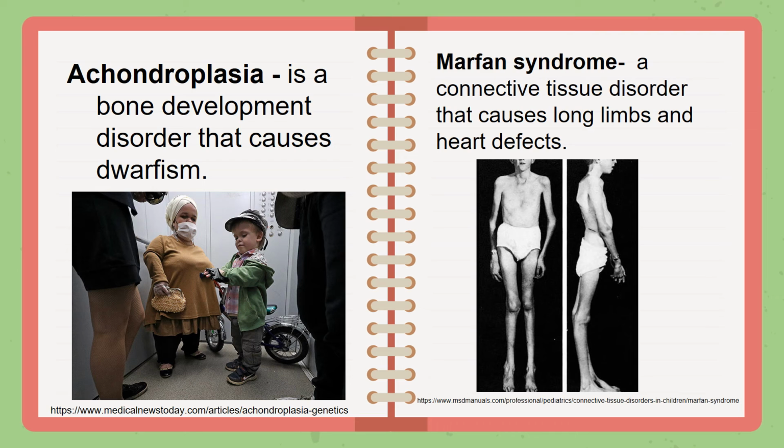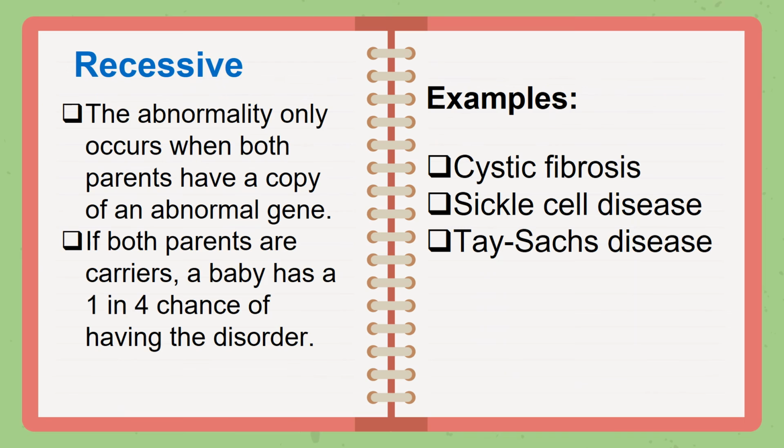Achondroplasia is a bone development disorder that causes dwarfism, and Marfan syndrome is a connective tissue disorder that causes long limbs and heart defects. The gene defects can also be recessive. For the recessive, the abnormality only occurs when both parents have a copy of an abnormal gene. If both parents are carriers, a baby has a 1 in 4 chance of having the disorder. Examples are cystic fibrosis, sickle cell disease, and Tay-Sachs disease.